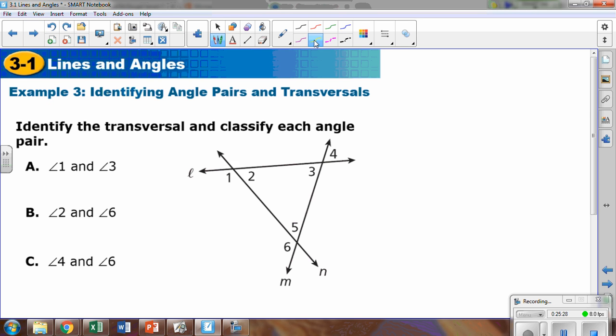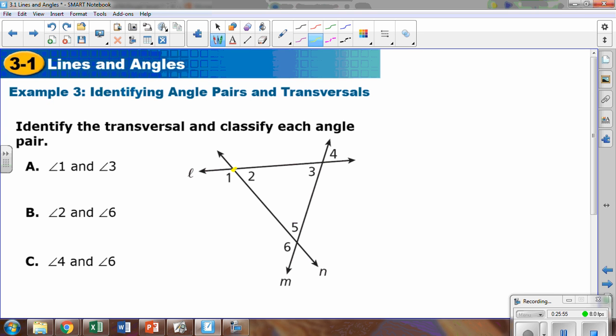So for the angle pair 1 and 3, which line is the transversal? Is it line L, line M, or line N? After you identify the transversal, what kind of angles are they? Are they corresponding, same side interior, same side exterior, alternate interior, what?